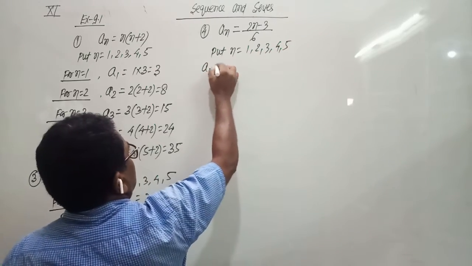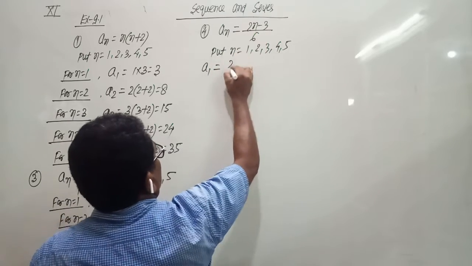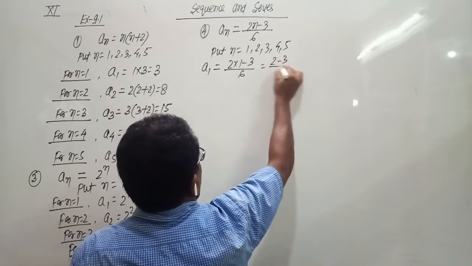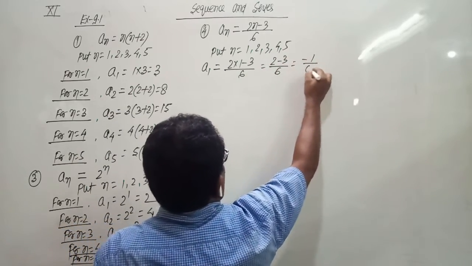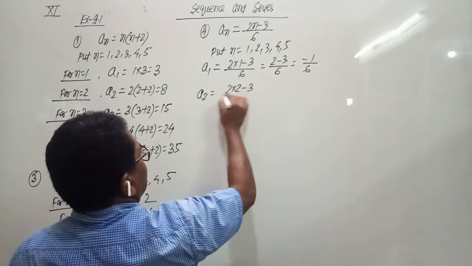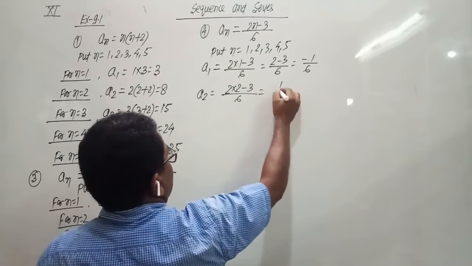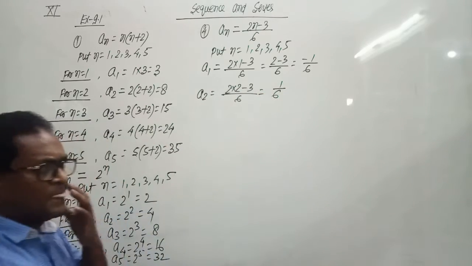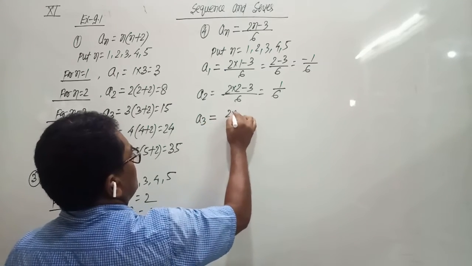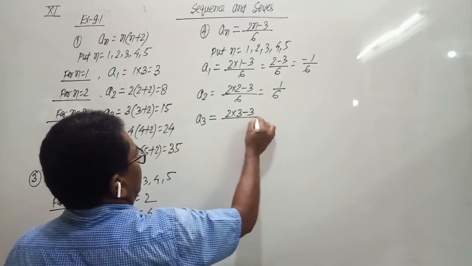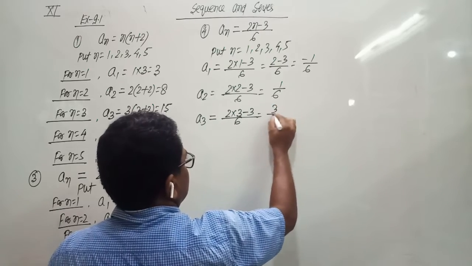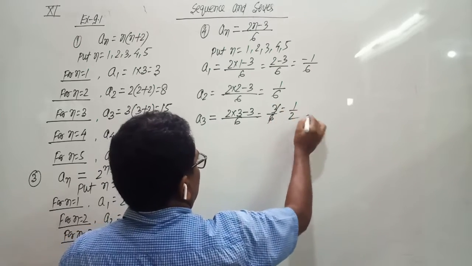For n equals 1, a1 equals (2 into 1 minus 3) upon 6, that is (2 minus 3) upon 6, which is minus 1 by 6. For n equals 2, (2 into 2 minus 3) upon 6, that is (4 minus 3) upon 6, 1 by 6. Similarly, for n equals 3, a3 equals (2 into 3 minus 3) upon 6, that is (6 minus 3) upon 6, 3 upon 6, which is 1 by 2.